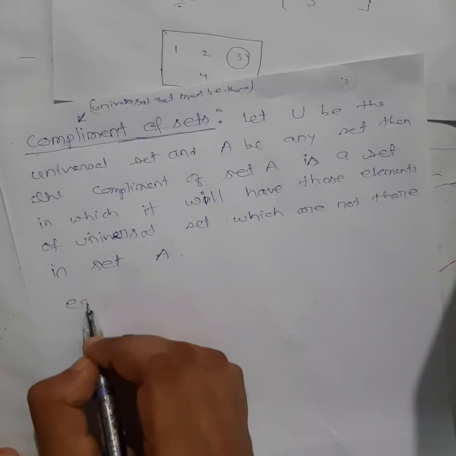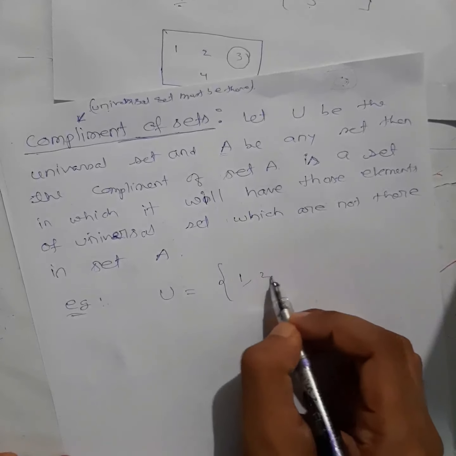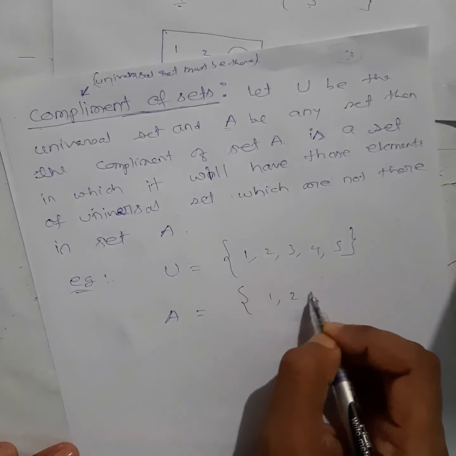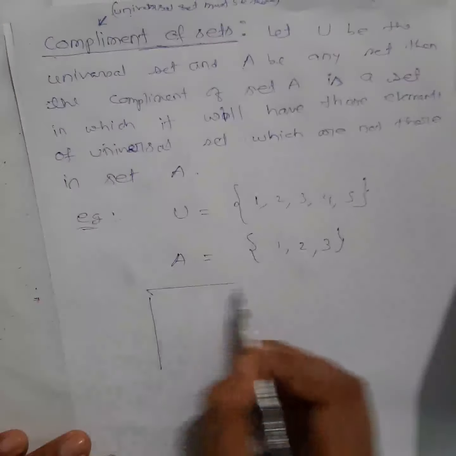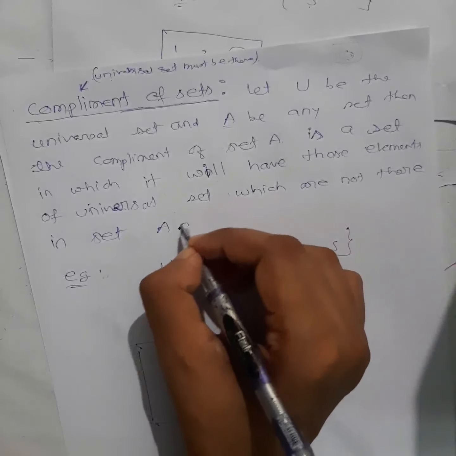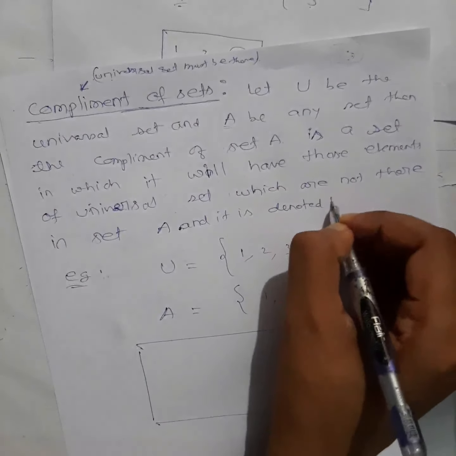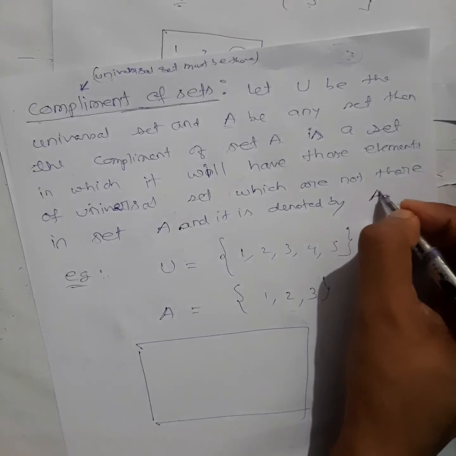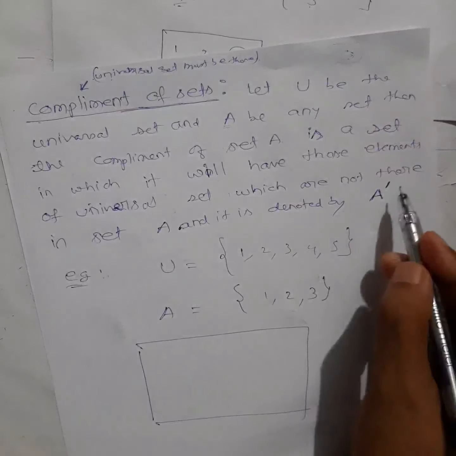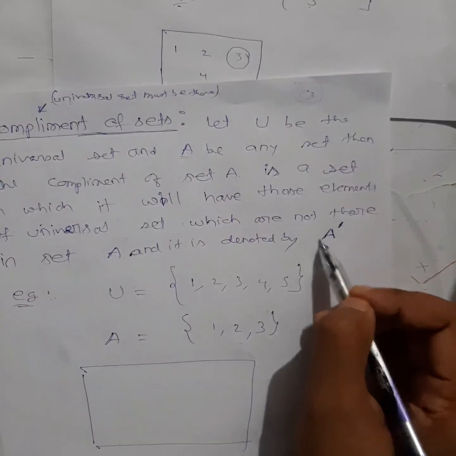Now obviously from here it may not be clear, right? So try to see an example. Suppose I have taken the universal set as 1, 2, 3, 4, 5, and set A I have taken, suppose, 1, 2, 3. So when I draw this in a Venn diagram, what will it be? Wait, let me write down the notation also. It is denoted by A prime, or you can say A dash. So when you see this symbol dash, remember this is the complement of set A.